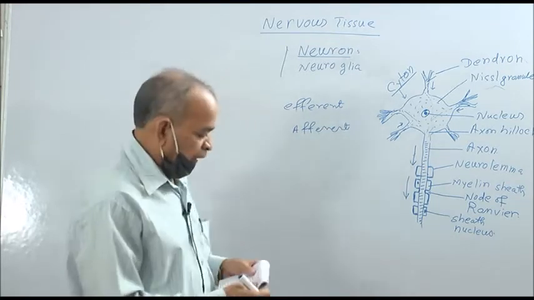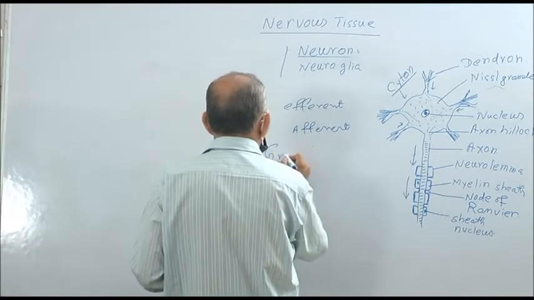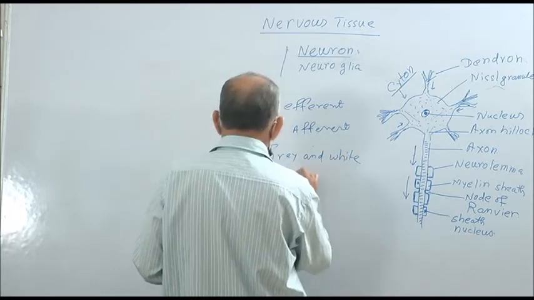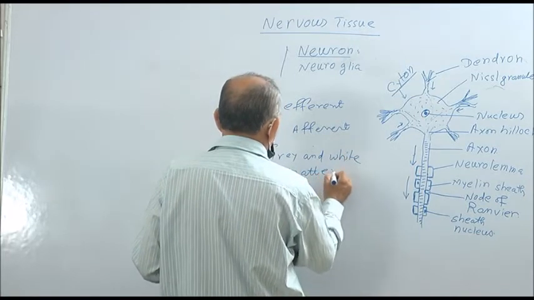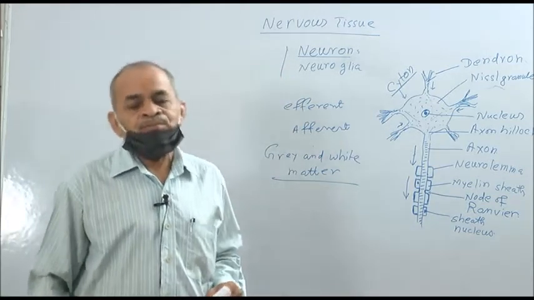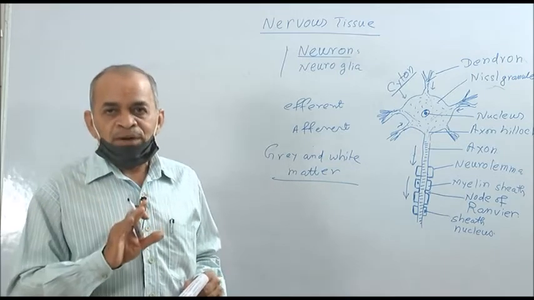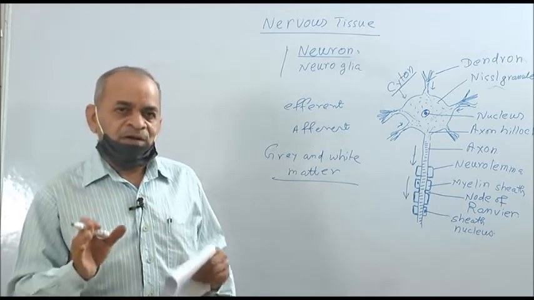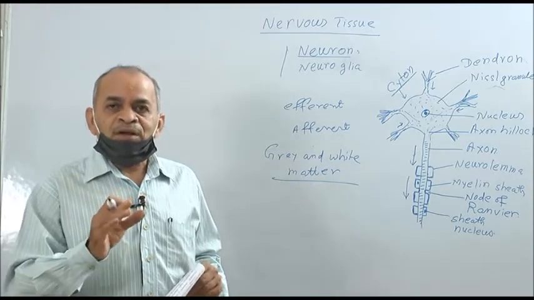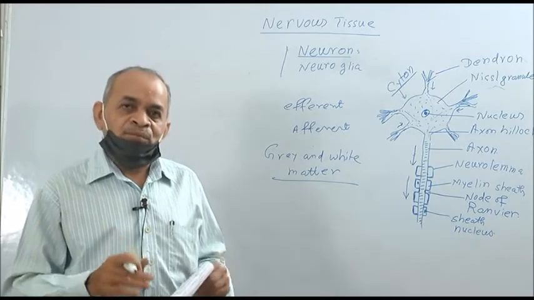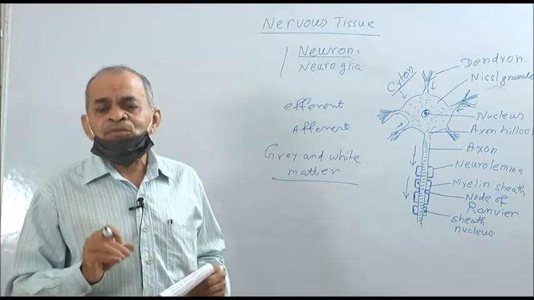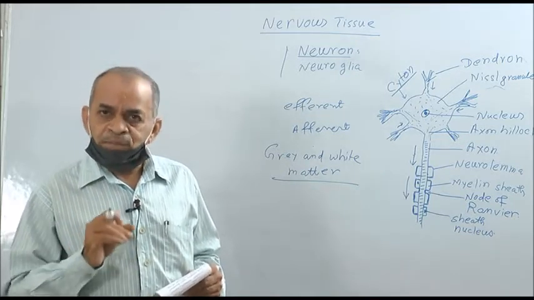Then gray and white matter. In the brain it is composed of gray matter and white matter. In some places gray matter is surrounded by white matter, in some white matter is surrounded by gray matter. Now let us see what is the difference between the gray matter and white matter.